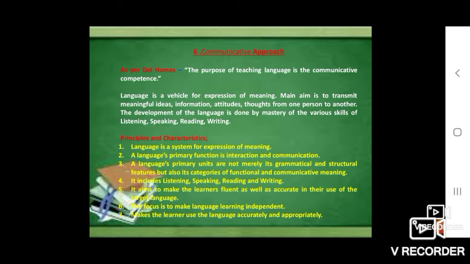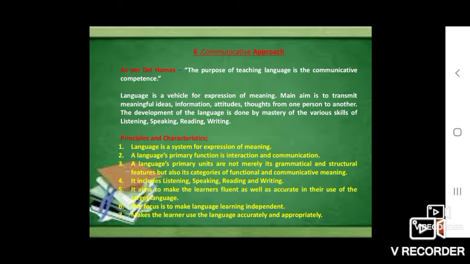As per Dale Holmes, the purpose of teaching language is communicative competence. He believed that whatever the language teacher teaches the student must be part of communication. By teaching such languages, there should be communicative competence in the students. So language is also known as a vehicle for the expression of meaning.